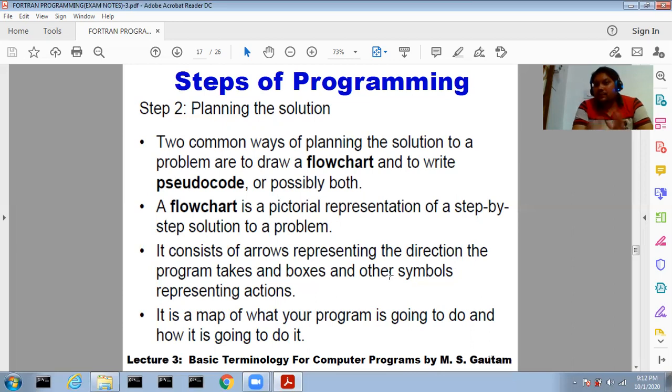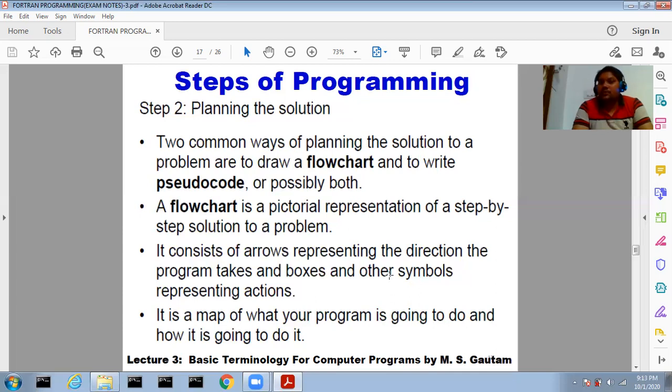If we define this map before conversion of our problem into a computer program or machine language, we have to first plan the solution, and this planning of the solution will be very easy if you use a flowchart or pseudocode. So a flowchart is a pictorial representation of a step-by-step solution to a problem.